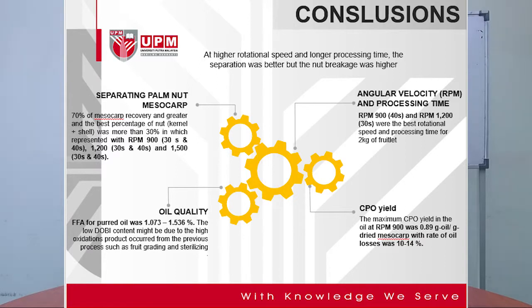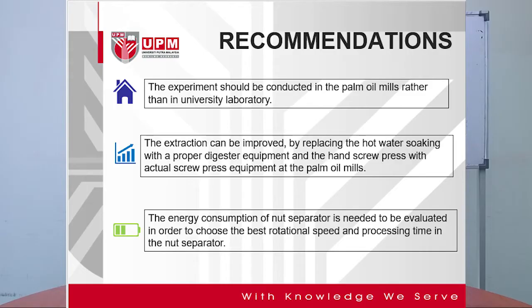And based on the overall CPO yield, it shows greater than 0.85 and the best one at RPM 900, 0.89, with the oil loss around 10%, which is greater than the initial CPO yield. Last but not least, the oil quality. The FFA for the pure oil was 1.073 until 1.536%, which is the best oil quality. However, the low DOBI content might be due to the high contamination of the nut or maybe the selection of the batches. The recommendations for this study: first, placement.